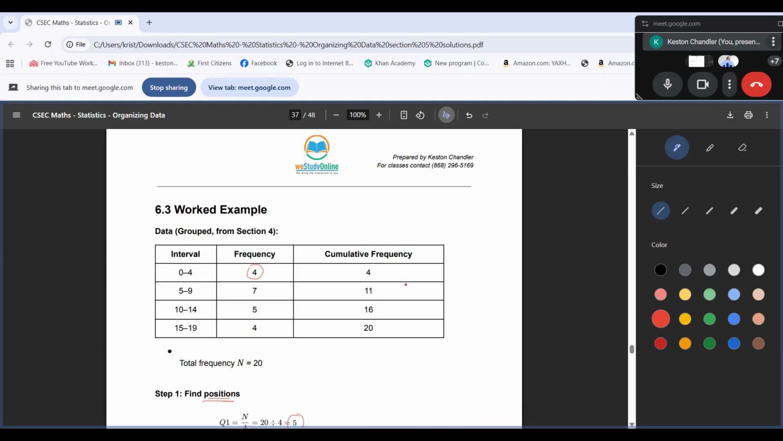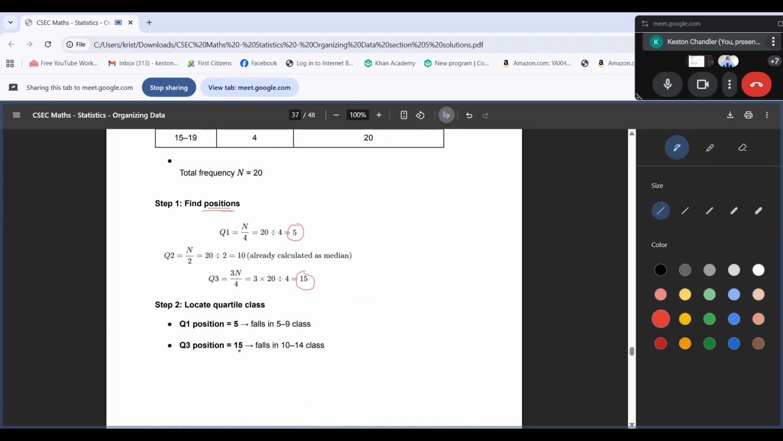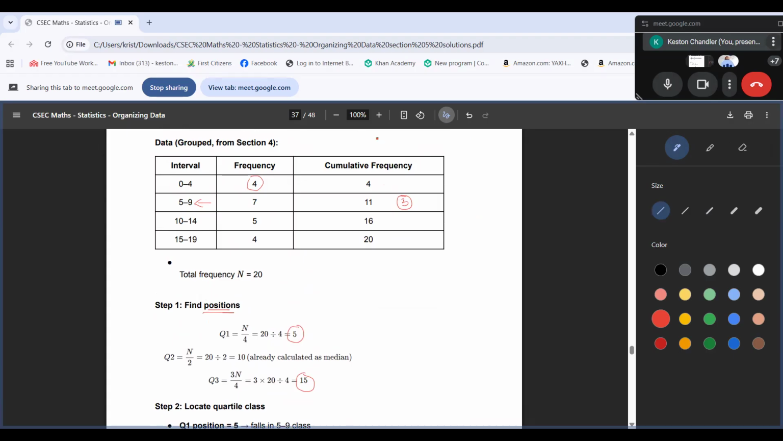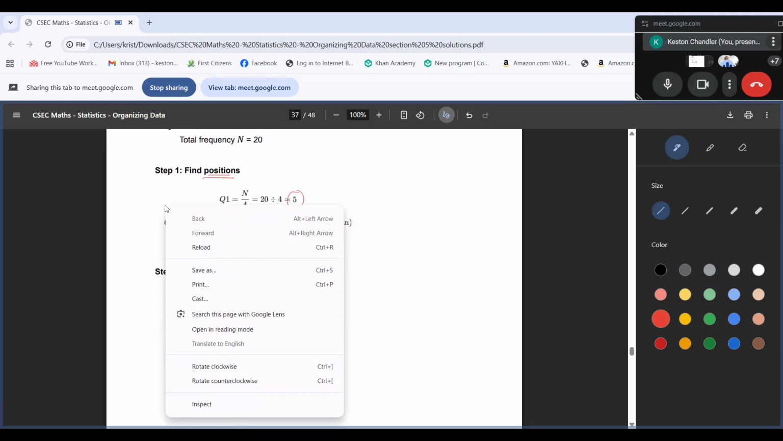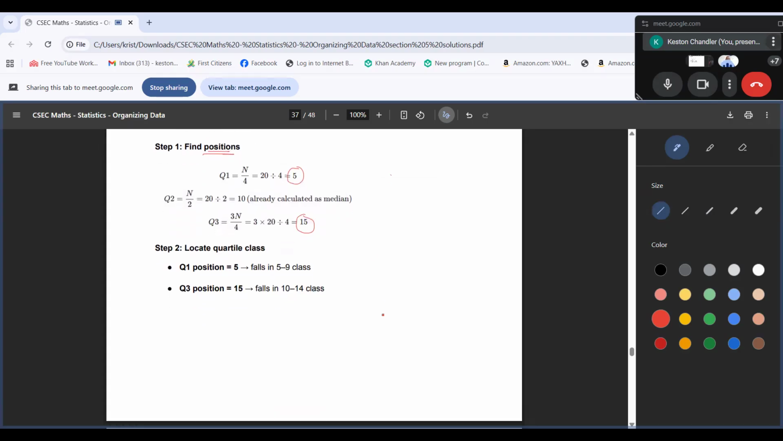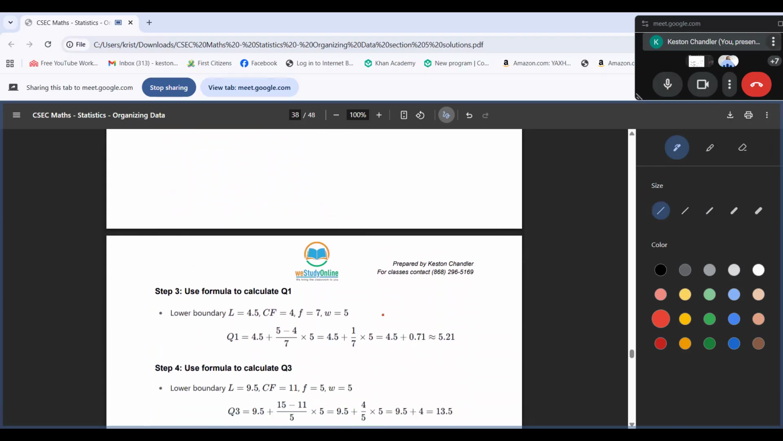So what I'm saying is that the 5th position will have to be in this class interval, because we are only going to get to the 5th position when we get to this class. Right? Similarly, the 15th position is going to fall in this class. So this here is my 5th position, and here my 15th position will be in this class. So I am identifying the class that these positions will fall in. After we have identified the class that they fall in, then we could apply the formula.